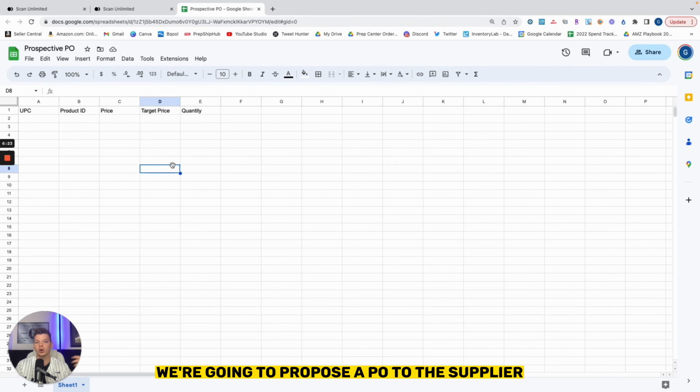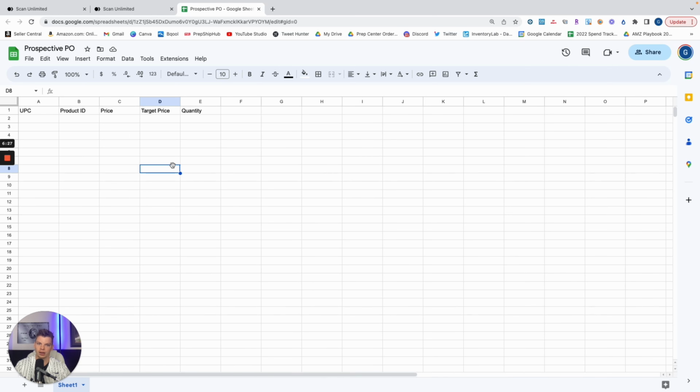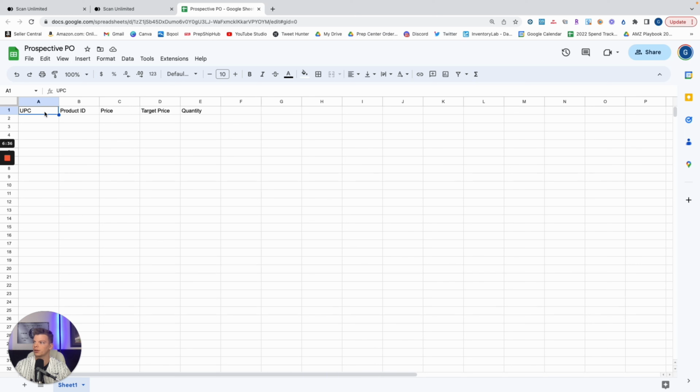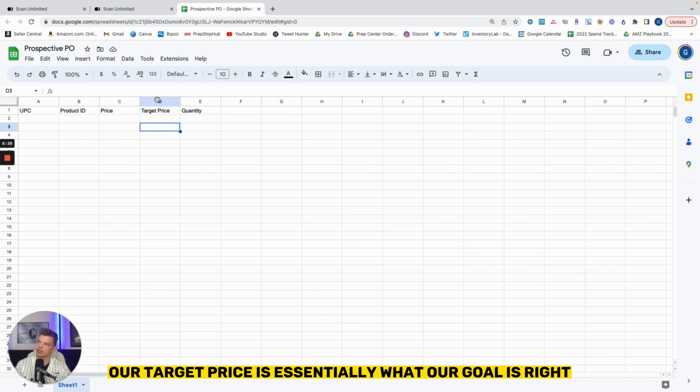We're going to propose a PO to the supplier or brand we're working with. What that looks like, from a formatting perspective, is UPC, product ID, and the price point that they give. Those are going to be the first three catalogs. This is how we do it. And this is the big one. Our target price is essentially what our goal is.